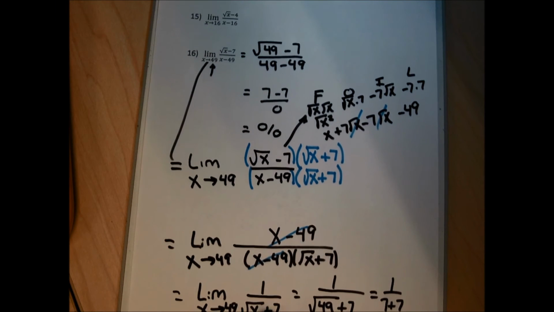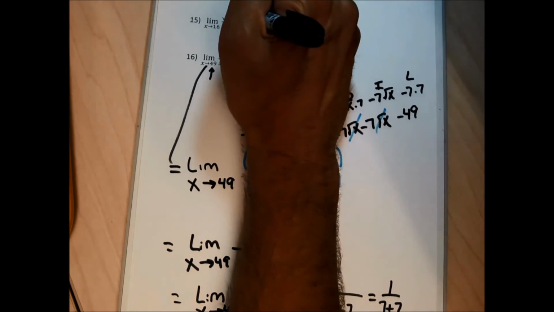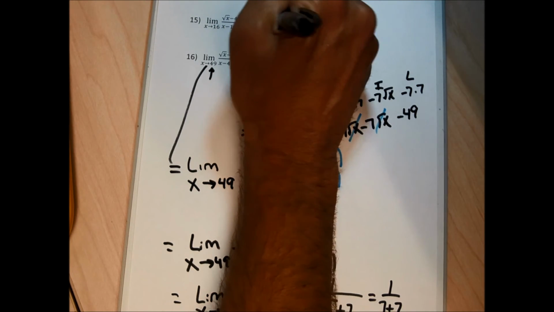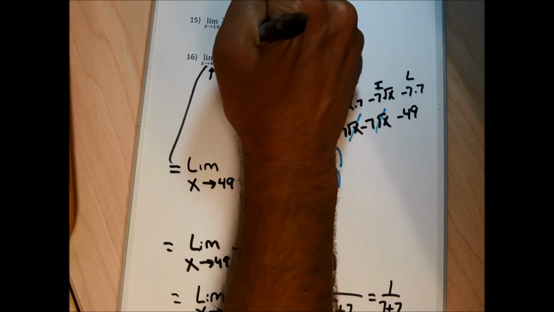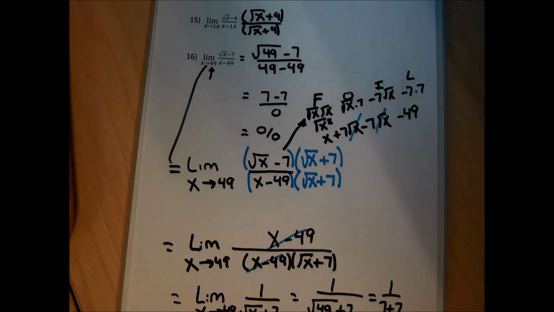Let's do 2 more of those. You can try 15 now. You're going to multiply top and bottom by the square root of x plus 4 over the square root of x plus 4. 17 and 19 have exactly the same trick, so if you got 15, you could do 17 and 19 without watching me do 18 and 20. Well, I'll go ahead and do 18 and 20 just so you have more in your notes.